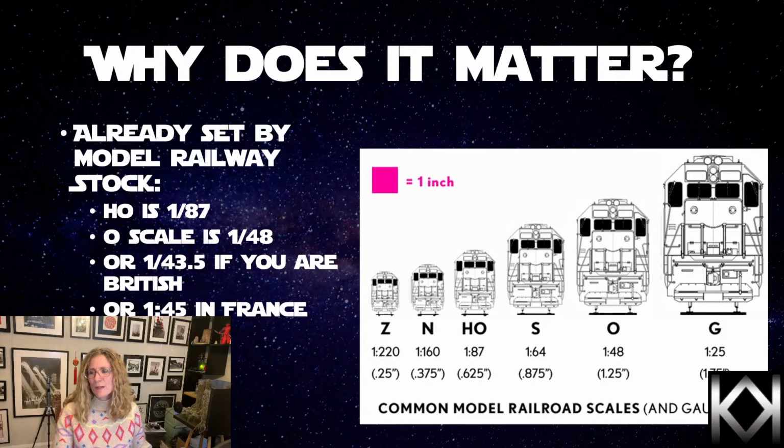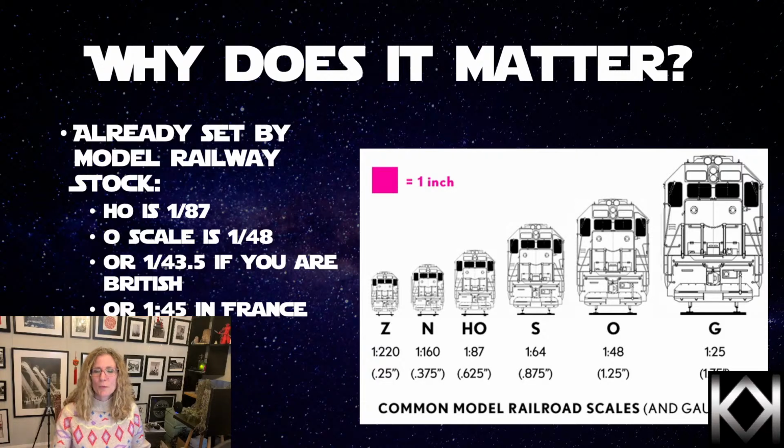Ravison Express says something's wrong, G-scale is 1 to 22.5. Aha! No, it isn't. G-scale, or garden scale, is a range, just like O. So you can have 1 to 25, but 1 to 22.5. 1 to 25 is American, 1 to 22.5 is European. And I think there's a few other scales that people like. I think 1 to 32 also slips into G-scale sometimes.